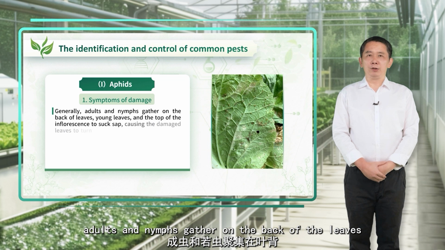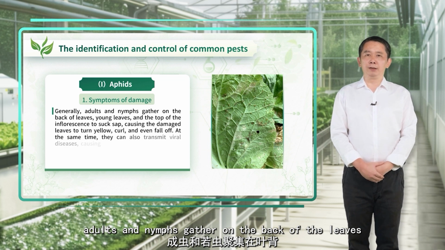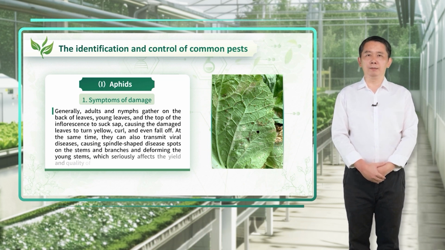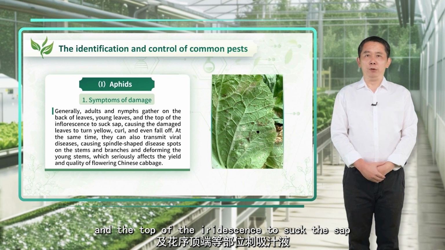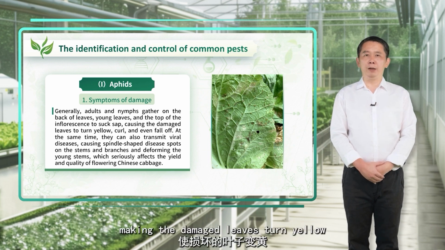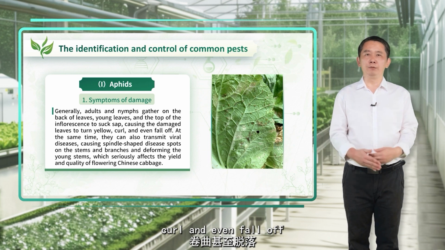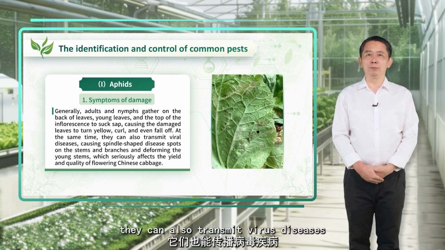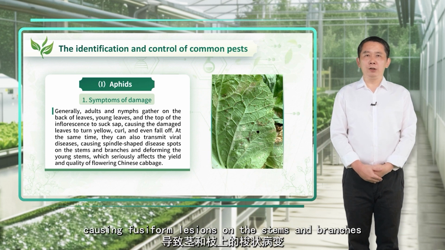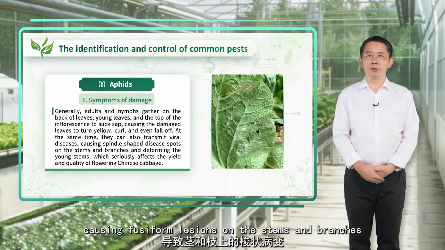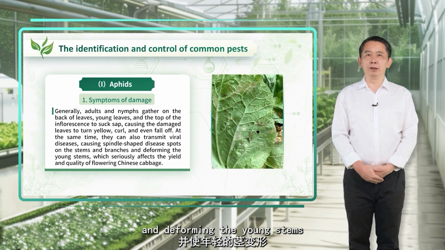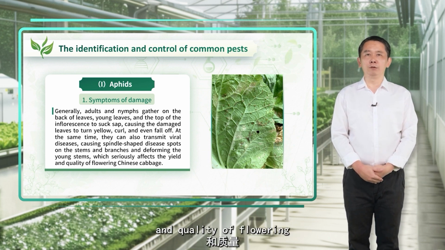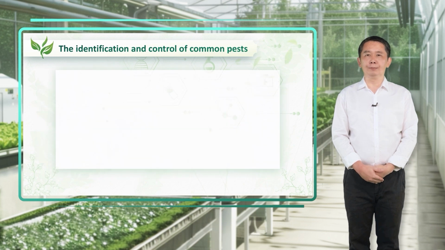Generally, adults and nymphs gather on the back of the leaves, the heart leaves, and the top of the inflorescence to suck the sap, making the damaged leaves turn yellow, curl, and even fall off. At the same time, they can also transmit virus diseases, causing fusiform lesions on the stems and branches, and deforming the young stems, which seriously affects the yield and quality of flowering Chinese cabbage.